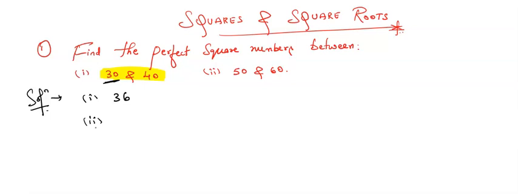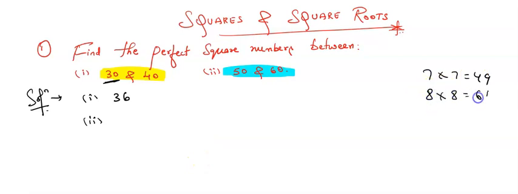Now come back to option 2, 50 and 60. You can check any perfect square number nearest to 50. Like 6 6s are 36, 7 7s are 49, but we want above 50. We can take after 7 the number 8. 8 8s are 64. As you can see, 49 is one perfect square and the next perfect square is 64. But no numbers are coming between 50 and 60.